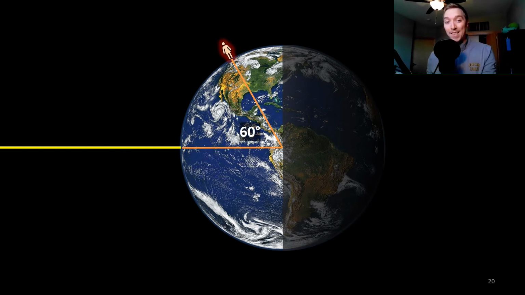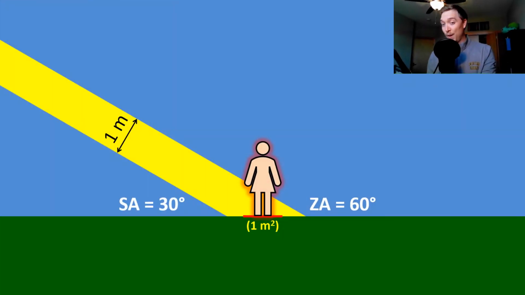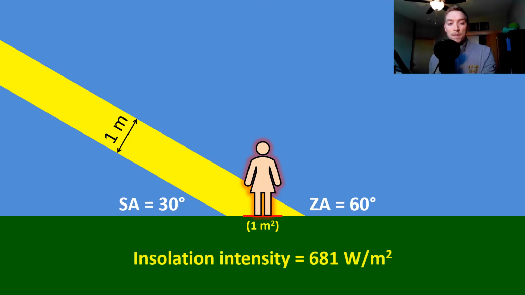Here we are up at 60 degrees. So our sun angle is going to be 30 degrees. There you go. Insolation intensity, go ahead and pause the video and try and reason this out. You get 681 watts per meter squared. Okay, let's move up. Got two more here.